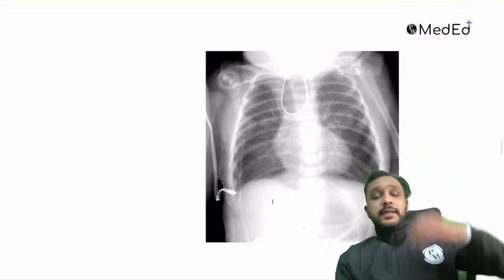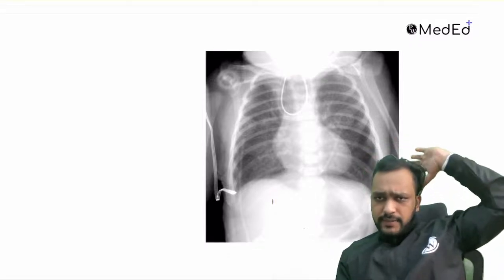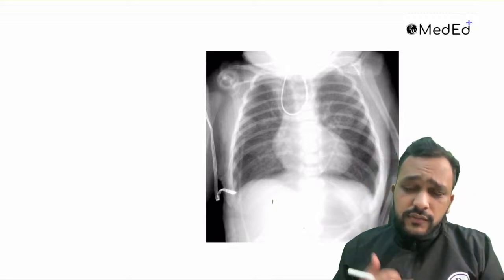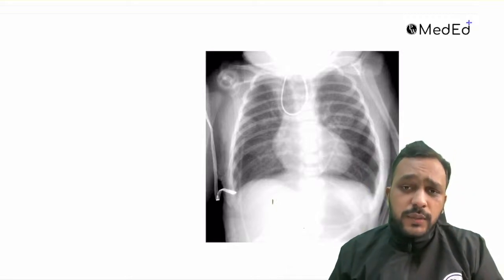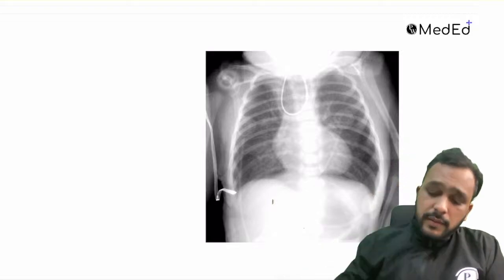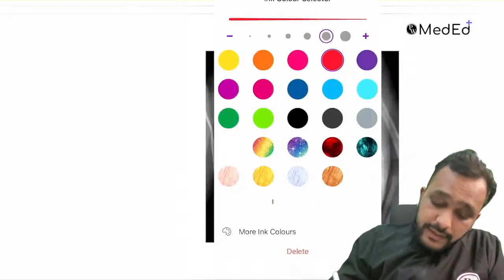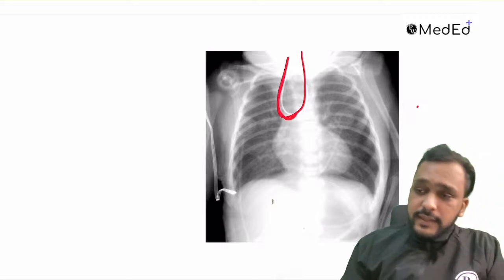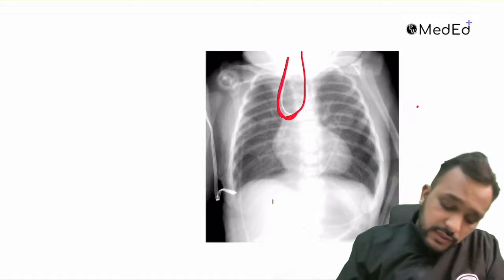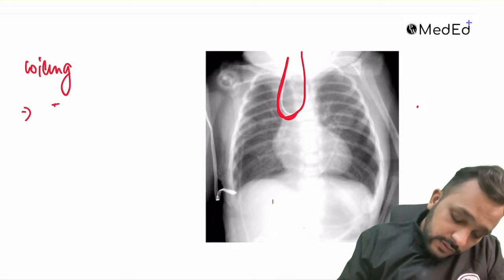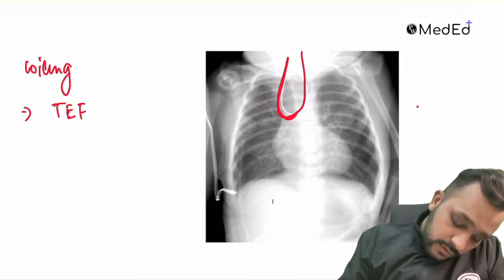So this is a patient who had difficulty in breastfeeding. After breastfeeding, there was frothing from the mouth, right? Frothing from the mouth, and an NG tube was inserted through the mouth, and you can see what is happening to the NG tube. You can see that there is coiling of the NG tube, which is seen in patients with tracheoesophageal fistula.